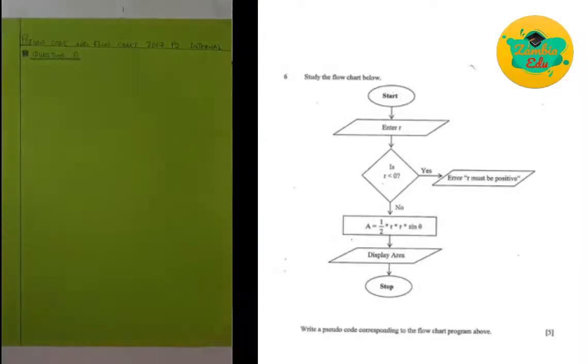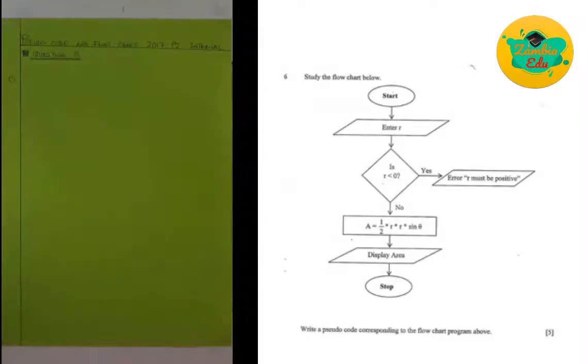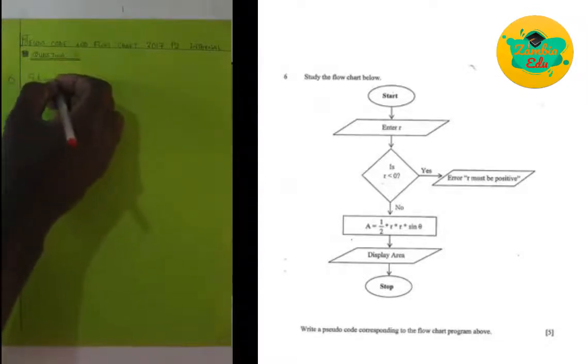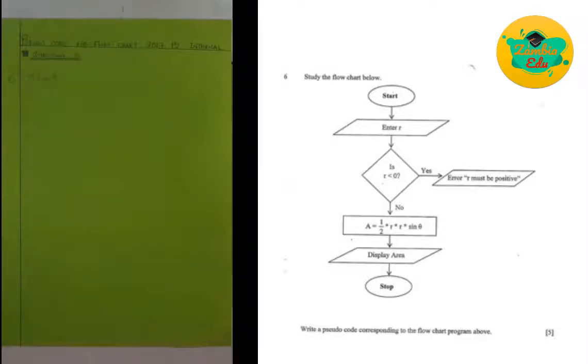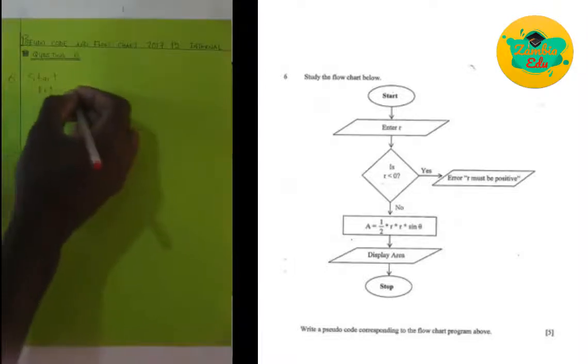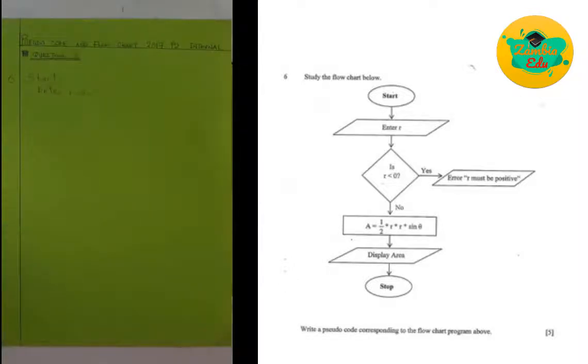So in response to question number 6, the first thing that we do is to write start. The first oval tells us it starts. Then the second box is an input box, so we say enter radius, because the flow chart is telling us enter r, and the r is for radius.